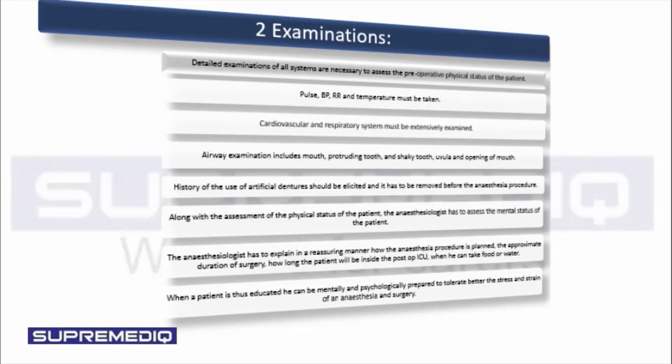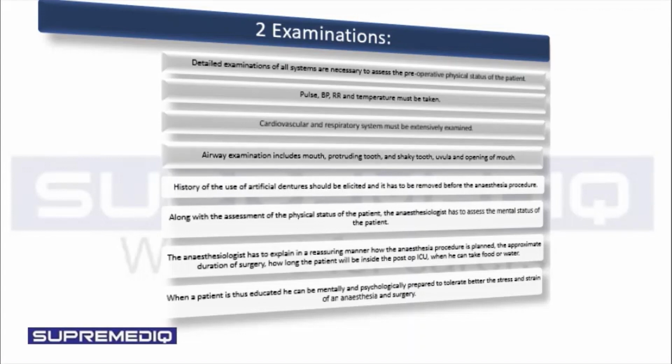Cardiovascular and respiratory system must be extensively examined. Airway examination includes mouth, protruding tooth, and shaky tooth, uvula and opening of mouth. History of the use of artificial dentures should be elicited and it has to be removed before the anesthesia procedure.